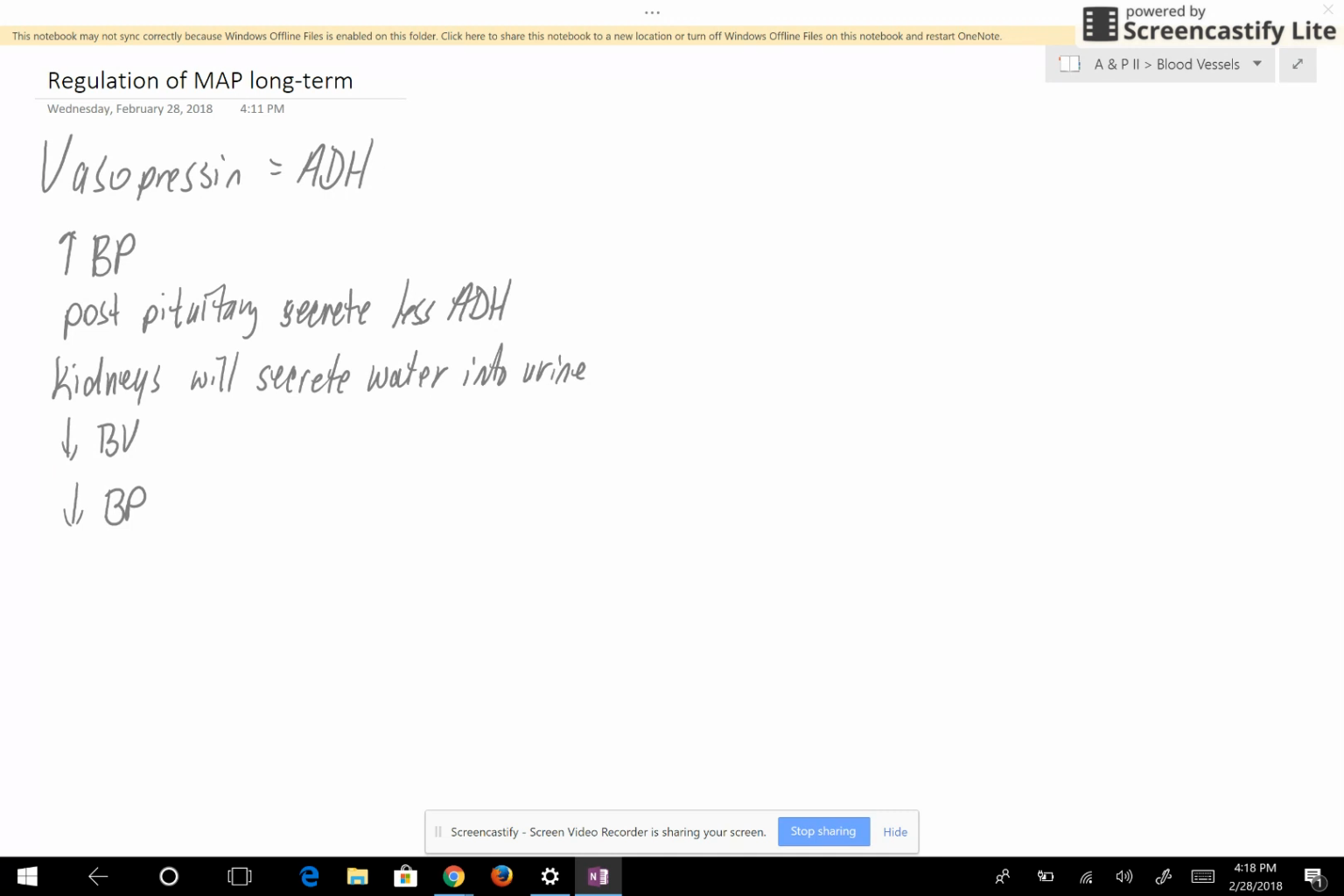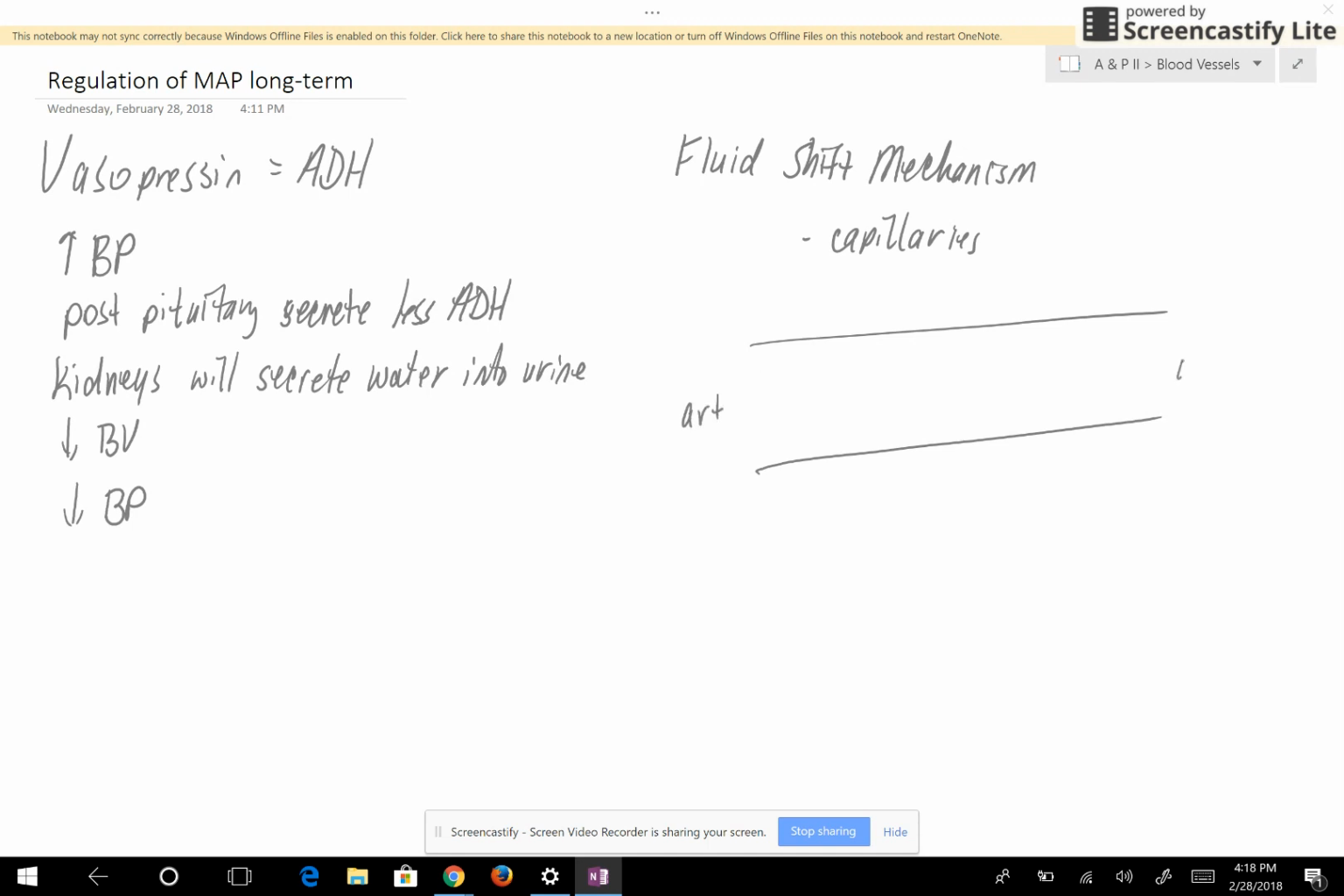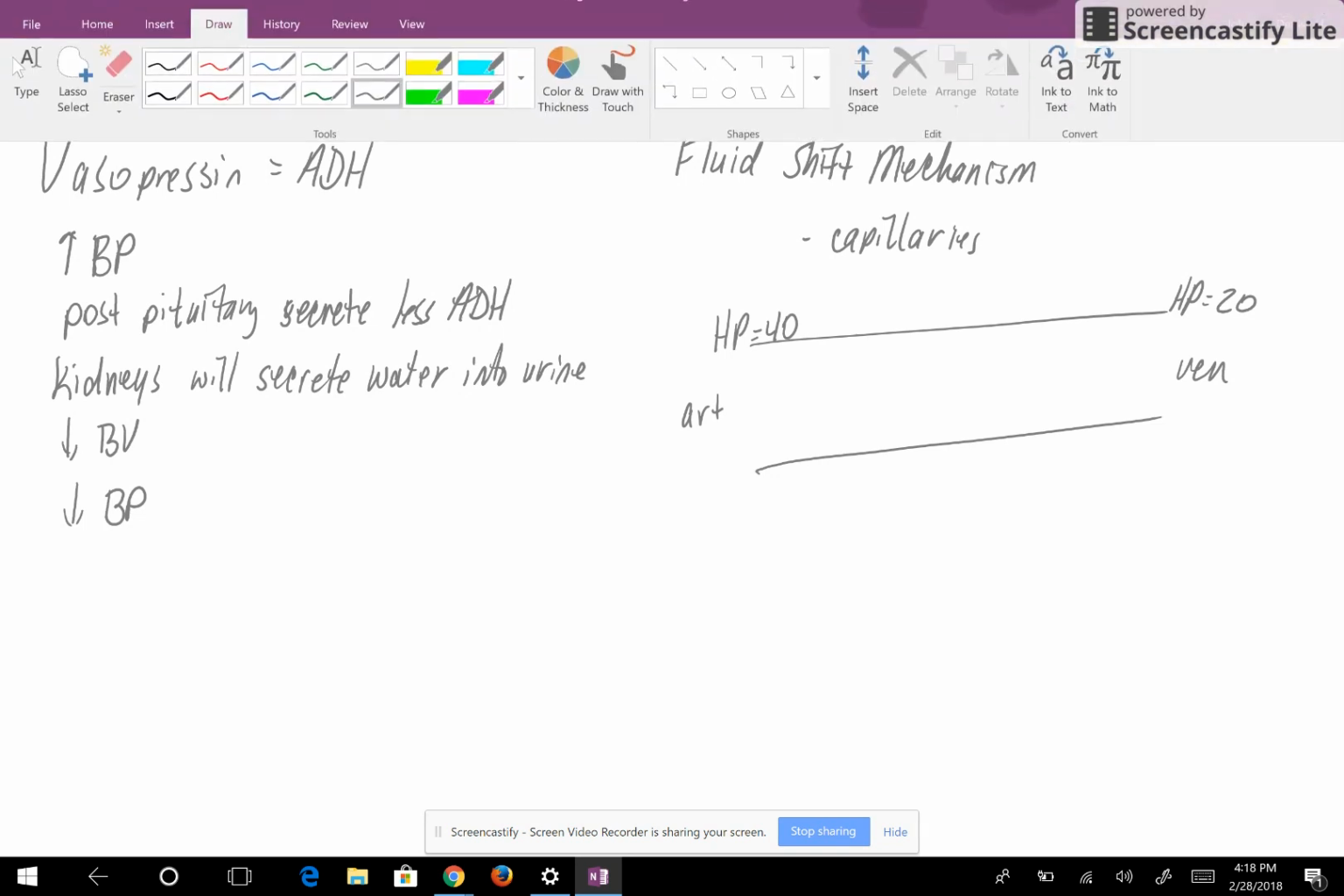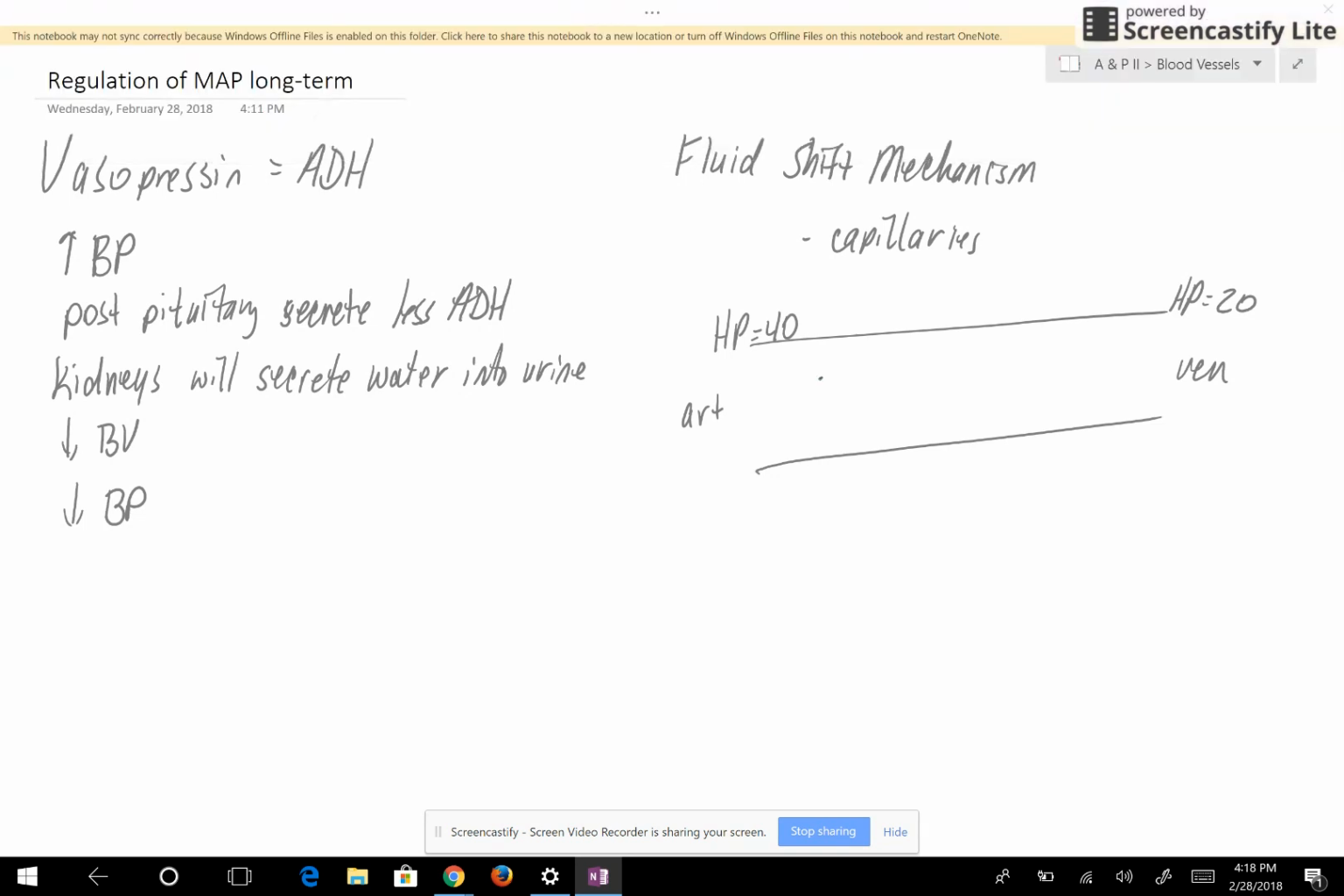Okay, let's look at the fluid shift mechanism. The fluid shift mechanism takes place in the capillaries. If you remember the capillary structure, then we're going to have our arterial end here, the venous end here. The hydrostatic pressure is a result of the blood pressure. So we're going to say that the hydrostatic pressure equals 40, and then it's going to go down to the venous end, and the hydrostatic pressure is closer to 20. We remember from this that this is going to push water out of the capillary.